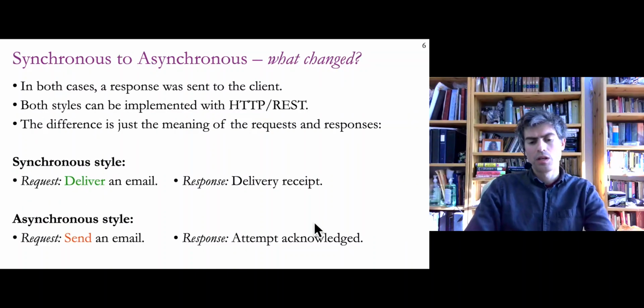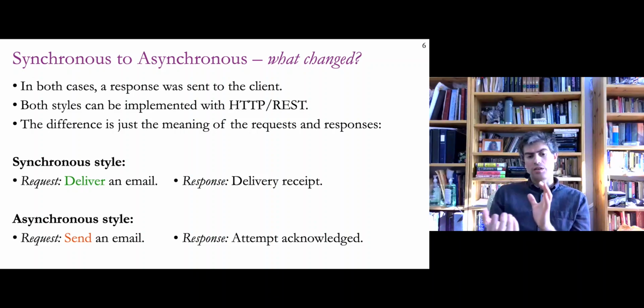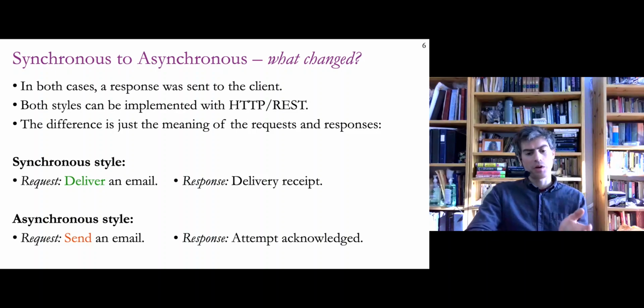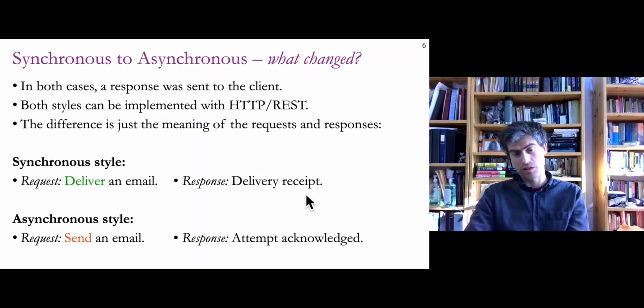Okay. When we moved from that first synchronous interaction to the asynchronous interaction, some things stayed the same, other things changed. So in both cases, we actually stuck with the HTTP REST style of interaction, where we have requests and responses. So we still have a client-server interaction. But the big difference here is in the meaning of the request and the meaning of the response. With a synchronous style of API, the request in this particular case was to deliver an email, and the response was an acknowledgement that the delivery happened. So the response is a delivery receipt. So basically, the server is saying your message was delivered to the receiver.